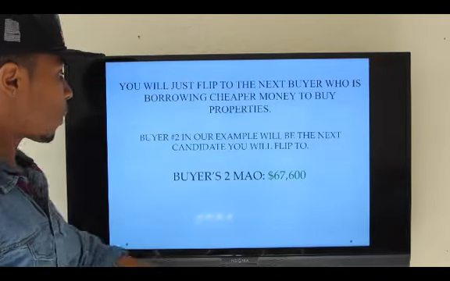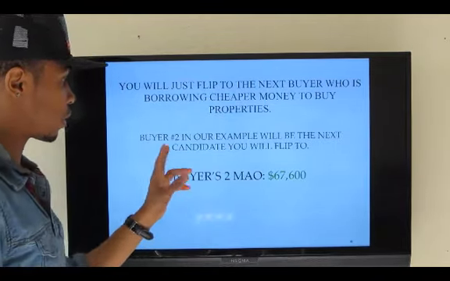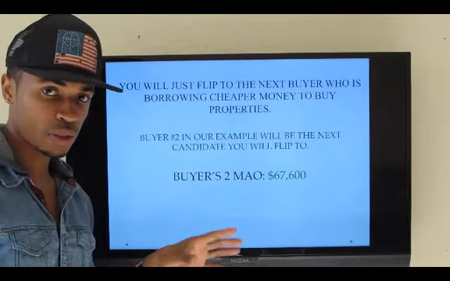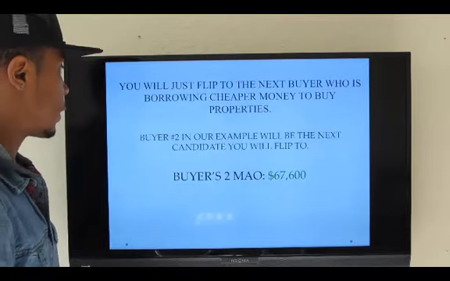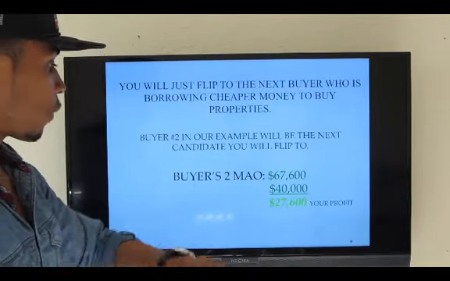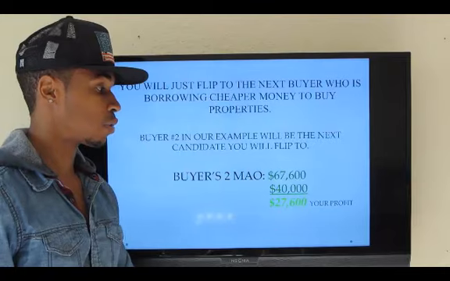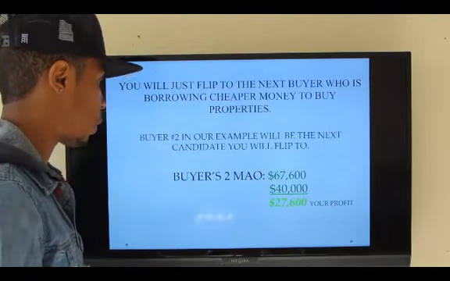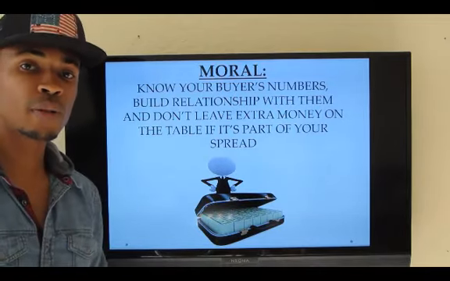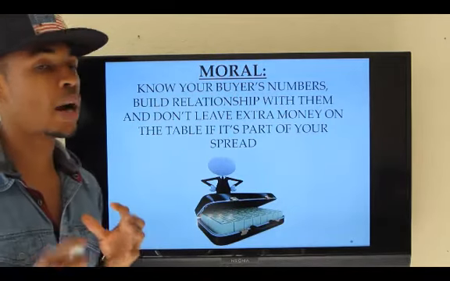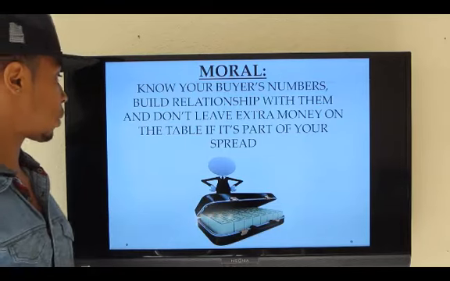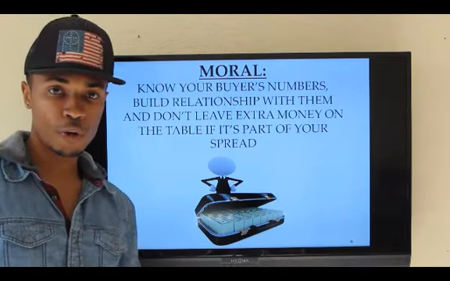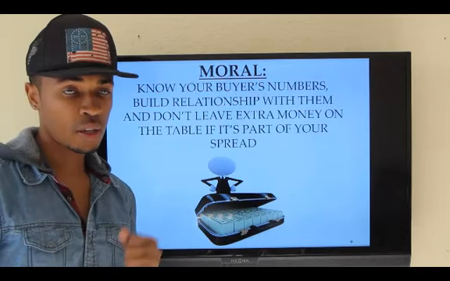So buyer number two's MAO is 67,600 in this example. So you'll go with buyer number two in this example if buyer number one was not in the category. All right, so your potential profit would be $27,600 net in your pocket, from the previous example that we went over earlier. So here's the moral, guys. Know your buyer's numbers. All right. Build relationships with them and don't leave extra money on the table. That's part of your spread on the deal. Okay? So keep that in mind.